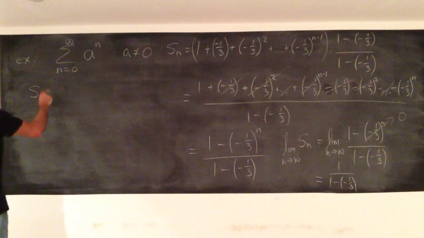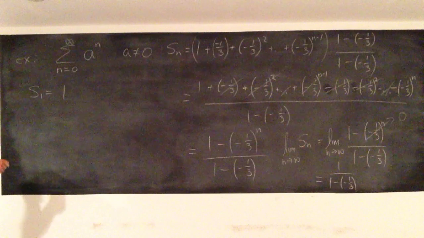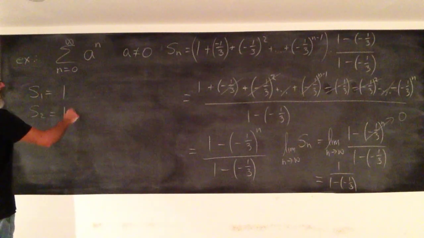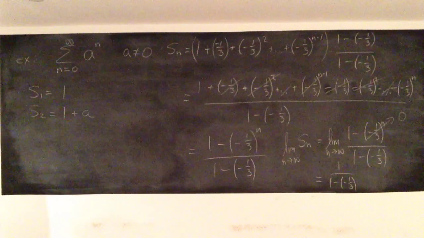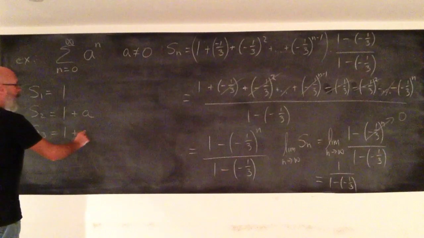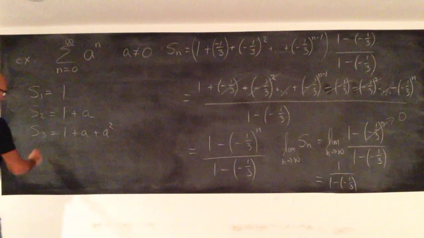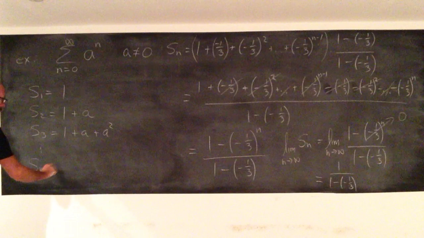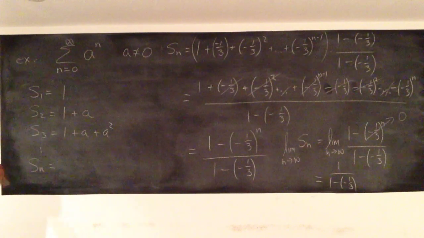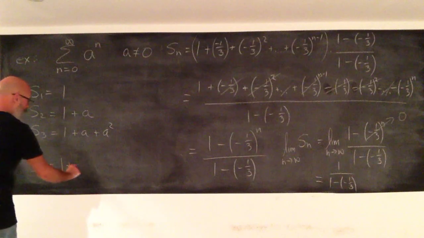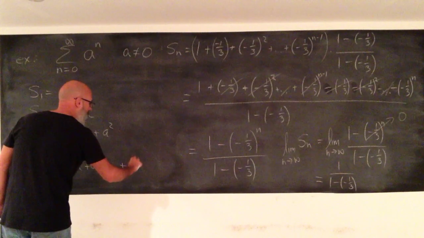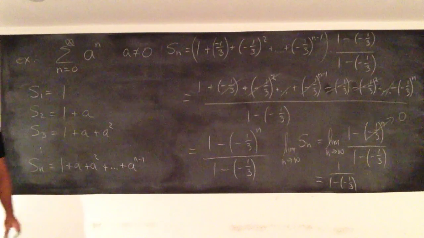Let's work out the sequence of partial sums. First term is 1. S2 is the sum of the first two terms, 1 plus A. S3, the sum of the first three terms, 1 plus A plus A squared. In general, where are we stopping? 1 before the index. Sn is 1 plus A plus A squared all the way to A to the n minus 1.